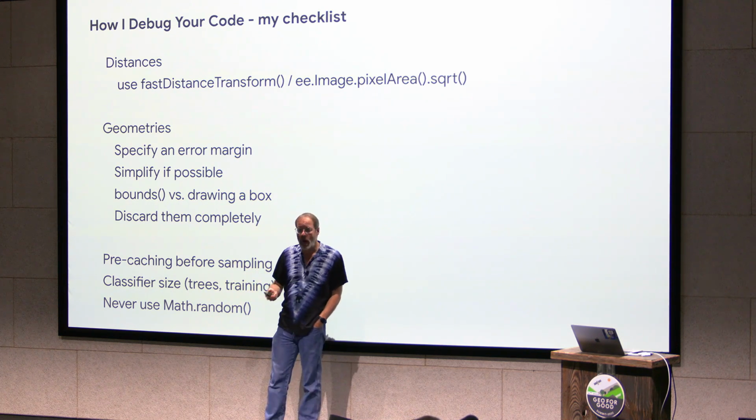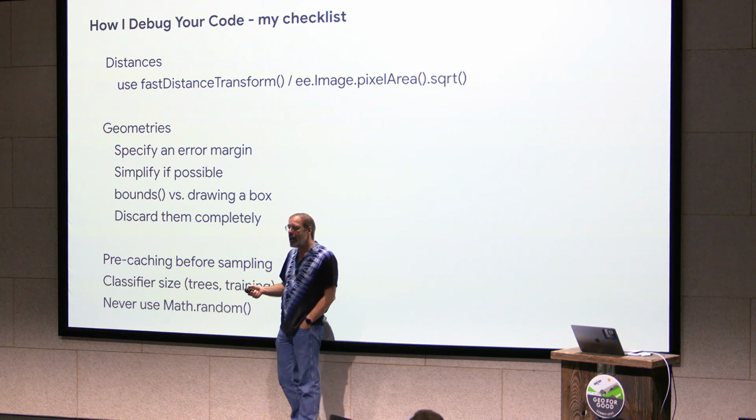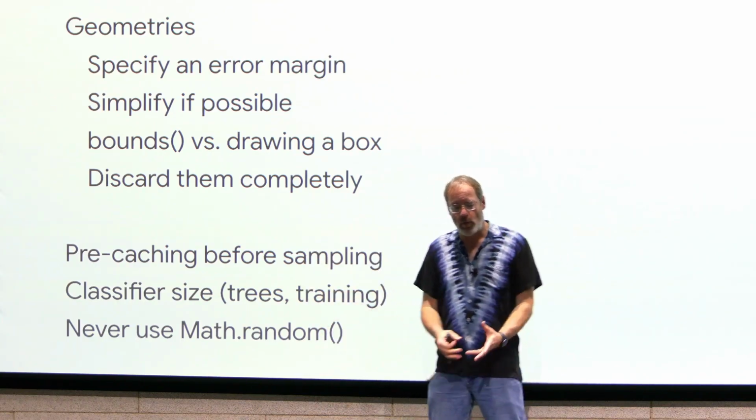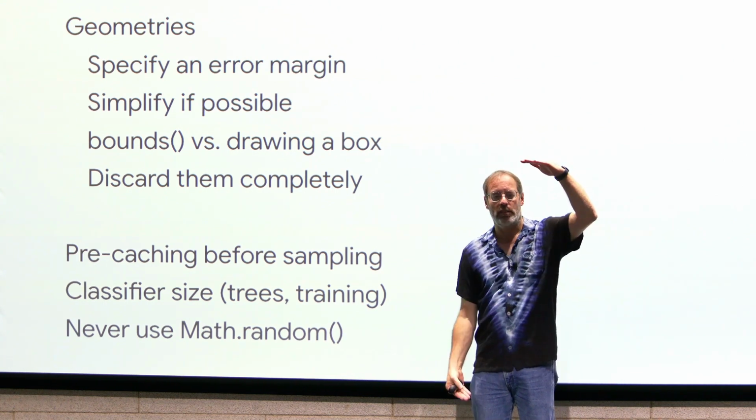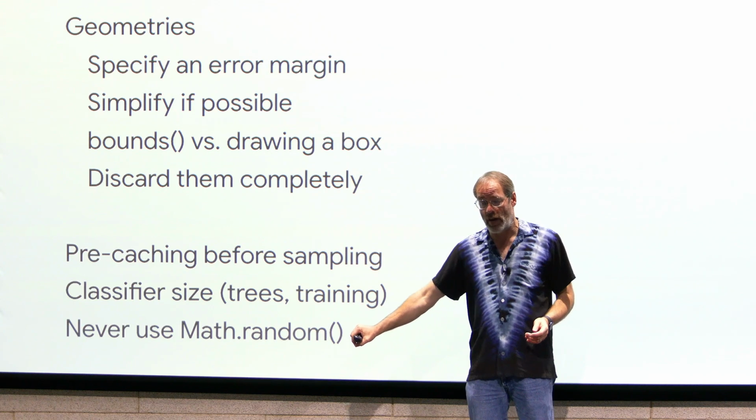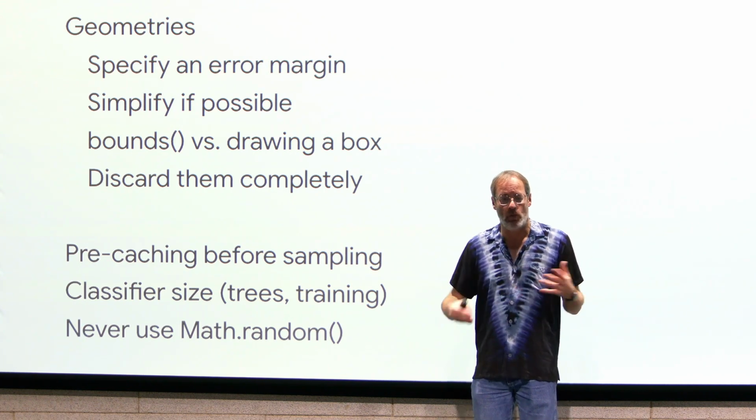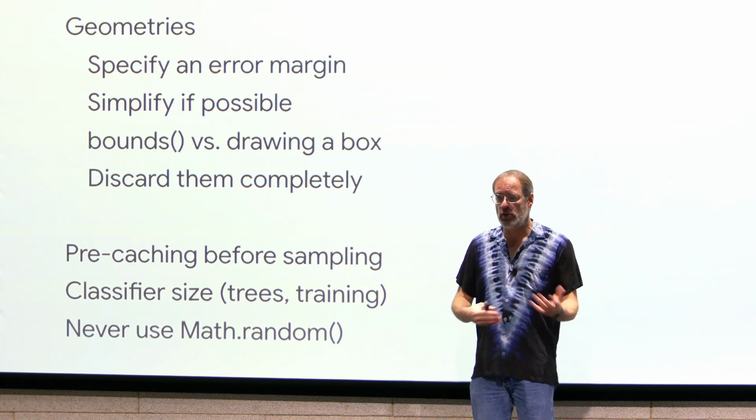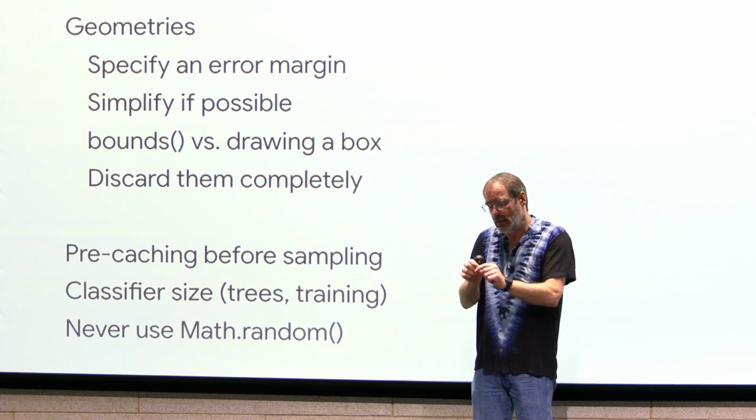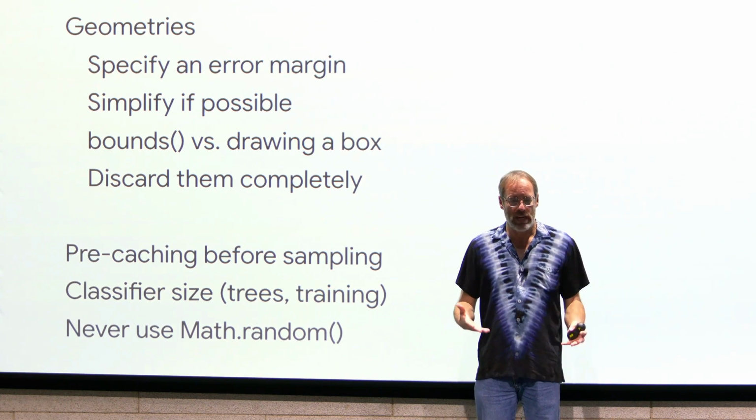Simplify your geometries if possible. In fact, if you can, throw them away. Like if you've got 1 million training points and you're just trying to get the bounding box of those 1 million training points, it's often much simpler to just draw a box around your points than it is to try to work through 1 million geometries, consuming a bunch of memory along the way. You can just draw a box and be done if you don't need precision.